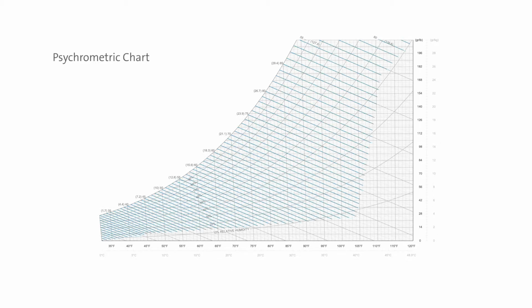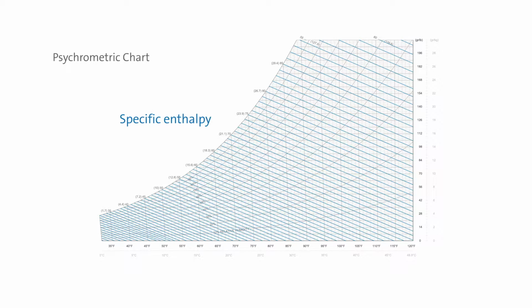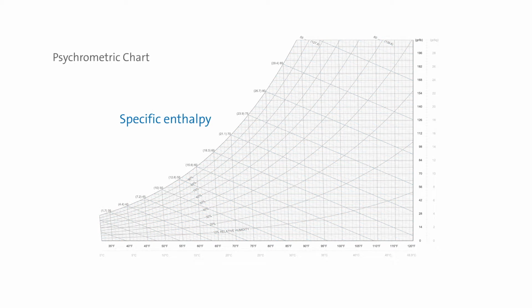The diagonal lines describe specific enthalpy. The temperature drop in an adiabatic humidification process is illustrated by these lines.